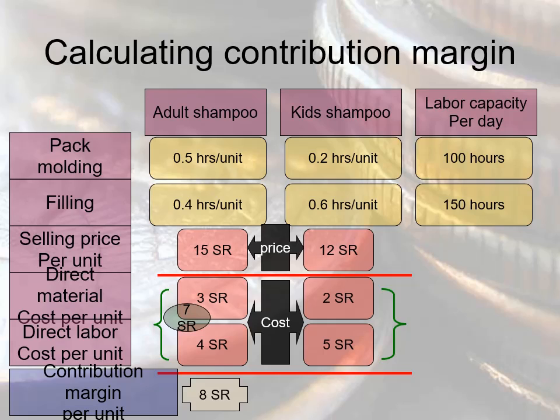And the direct material cost per unit for kids shampoo is 2 riyal, and the direct labor cost per unit for kids shampoo is 5 riyal, so the total is 7. So the contribution margin per unit is 12 riyal minus 7, equal to 5 riyal. So the contribution margin per unit for kids shampoo is 5 riyal.